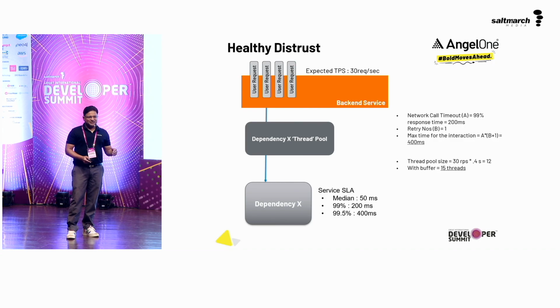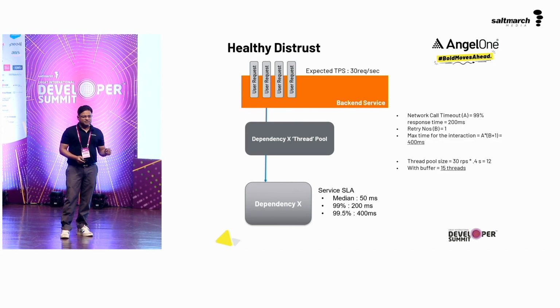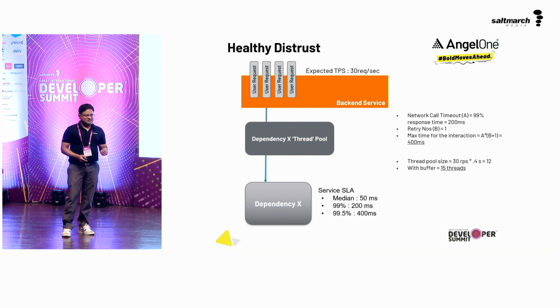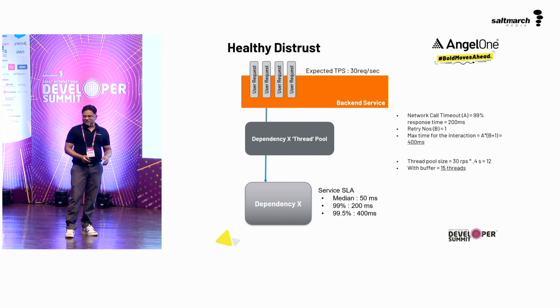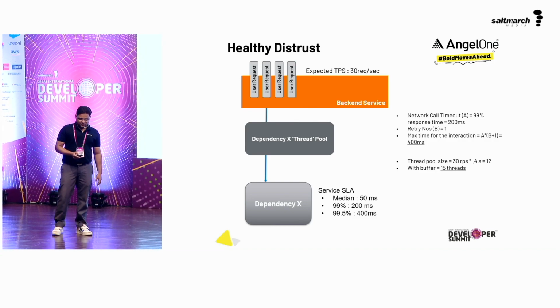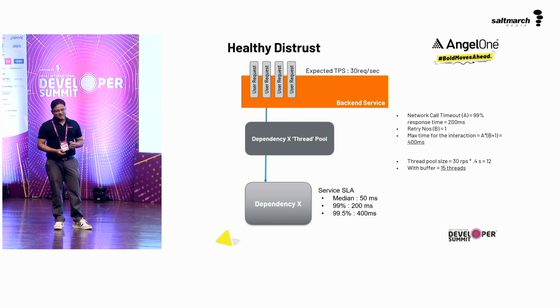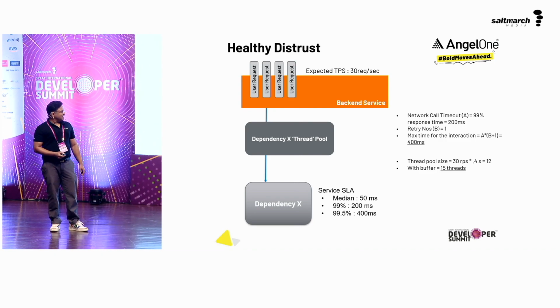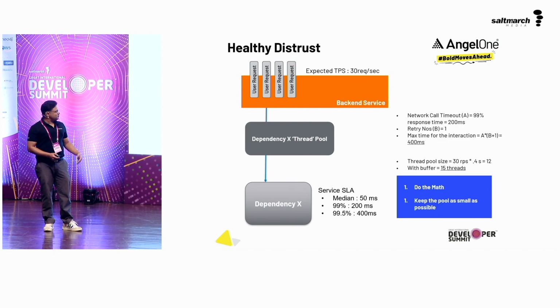Most people, when they use thread pools, the basic mistake is they use defaults, or they put insane numbers like 500, which actually defeat the whole purpose of having a thread pool. So the key summary in this pattern is do the math and don't make it fat. Don't make the thread pool fat.